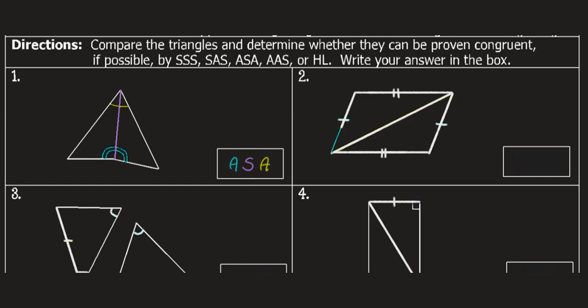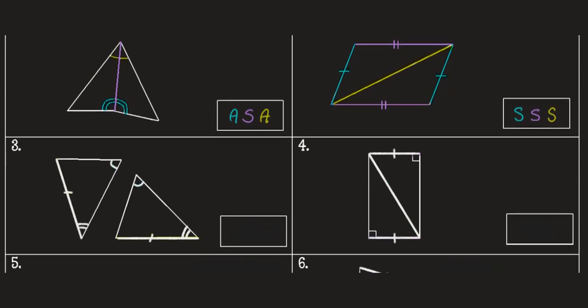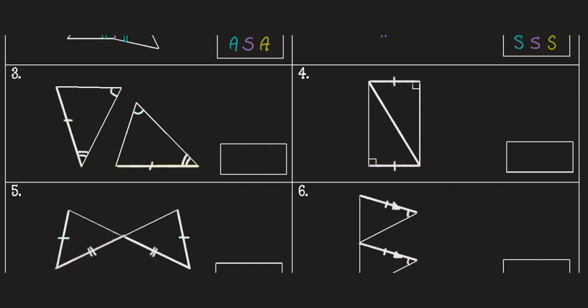Hopefully you notice that this side is congruent to this side because they have single tick marks. This side is congruent to this side because there are two tick marks. And then this side is congruent to itself. It's the same side. So we have three sides on each triangle. This is SSS. Go ahead and try number 3 and number 4.